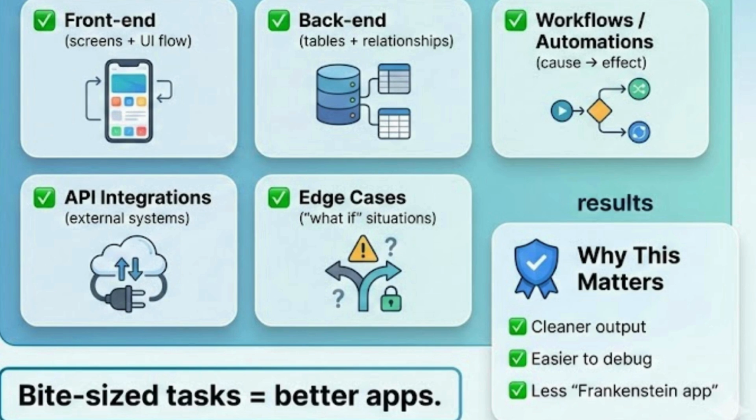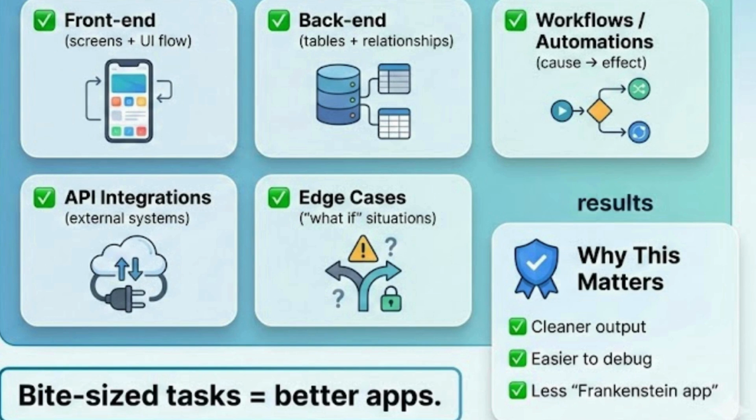This is what the user sees: screens, layout, navigation, buttons. If your UI flow is clean, the whole app already feels professional. Chunk 2, the back end. Now define the tables, relationships, what data is stored, how different tables connect. This is the engine of that.